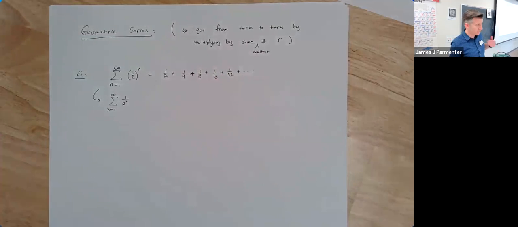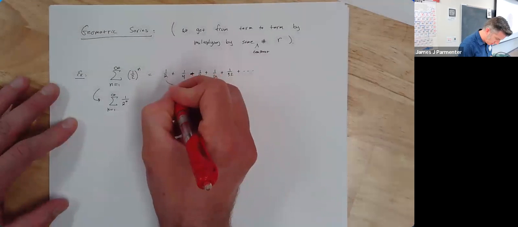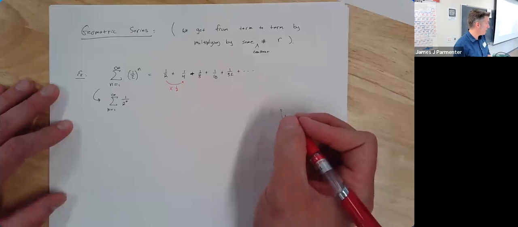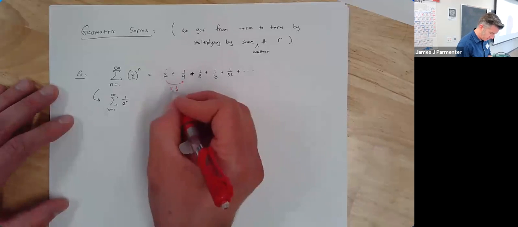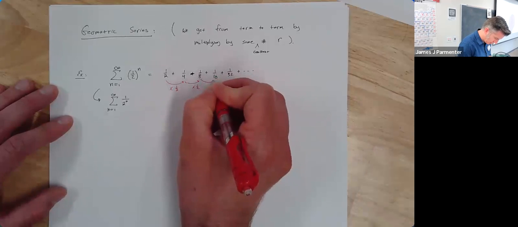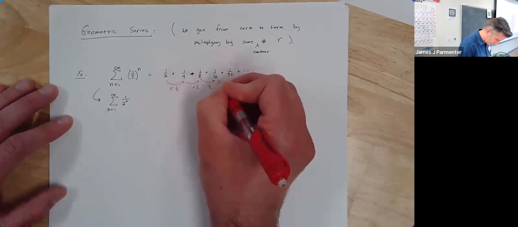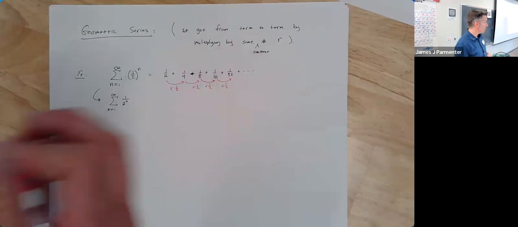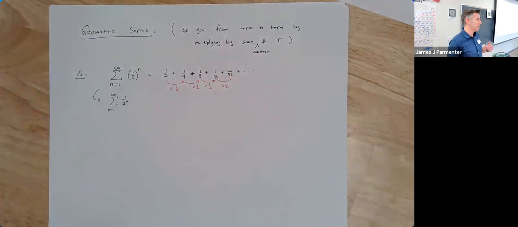And what I want to point out is that what makes this geometric is that for each next term you are multiplying by, in this case, the ratio of 1/2 to get there. 1/2 times 1/2 is 1/4. 1/4 times 1/2 is 1/8. 1/8 times 1/2 is 1/16. 1/16 times 1/2 is 1/32. So that's what makes it geometric, that each next term is the same multiple of each previous term. Cool.